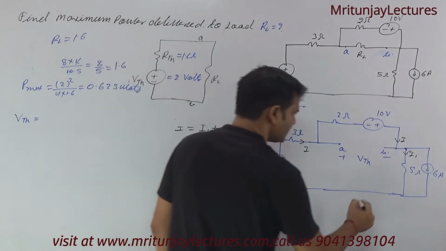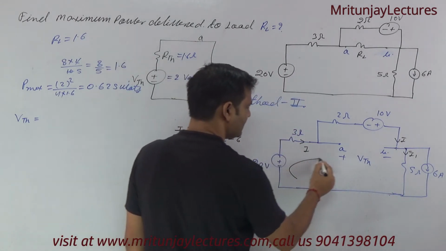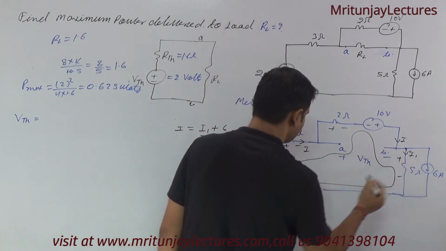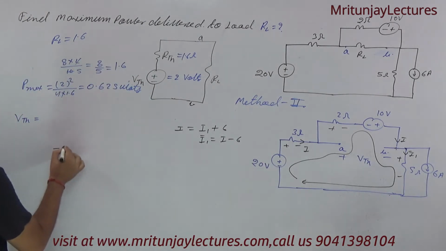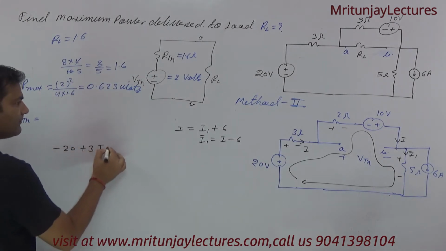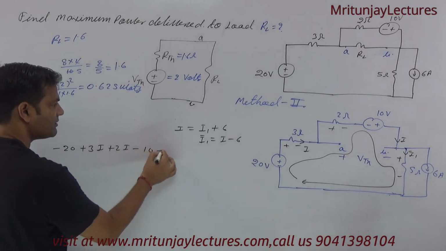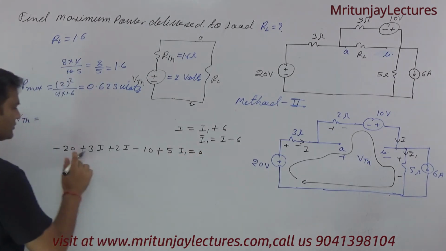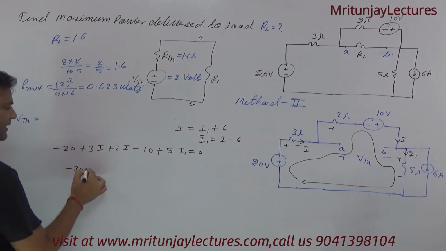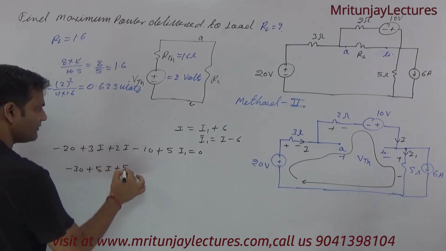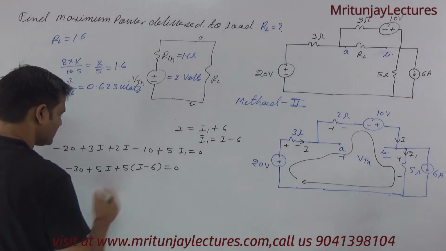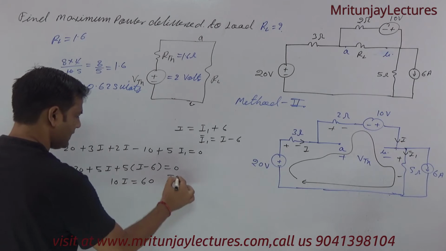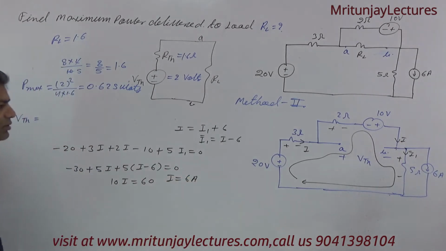Clear? So I1 is equal to I minus 6, apply KVL from positive to negative. So minus to plus, minus 20 volt plus 3 into I plus 2 into I minus 10 plus 5 into I1. This is equal to 0. So that is minus 30 plus 5I plus 5I1, with I1 as I minus 6, this is equal to 0. So 10I minus 30, that is 60. So I is equal to 6 ampere.